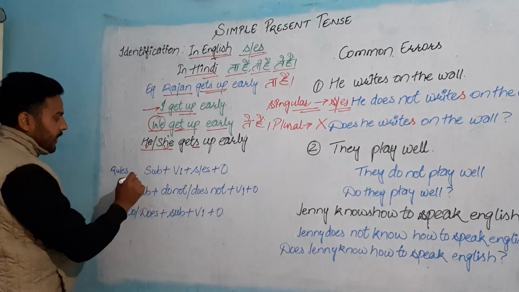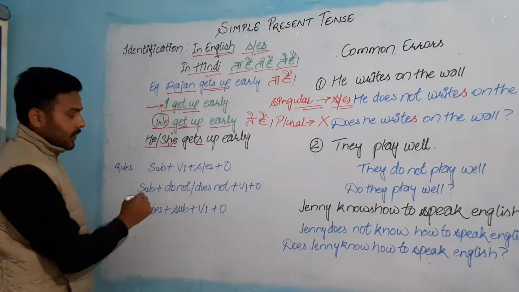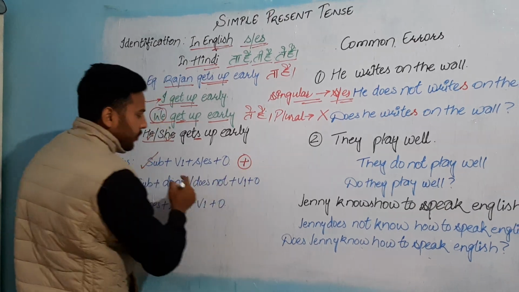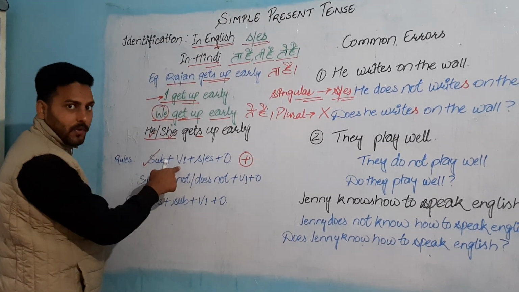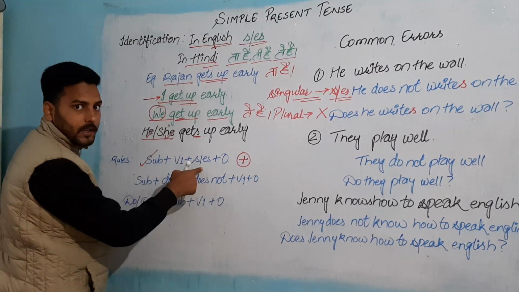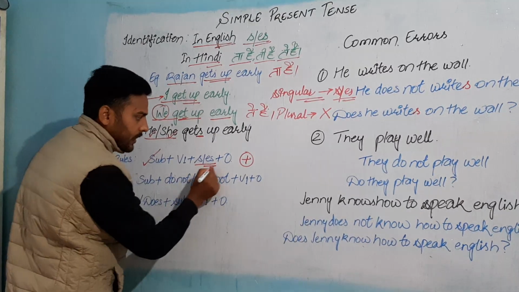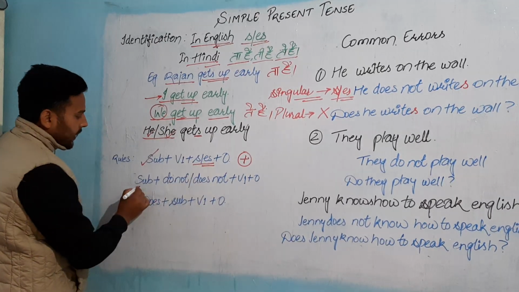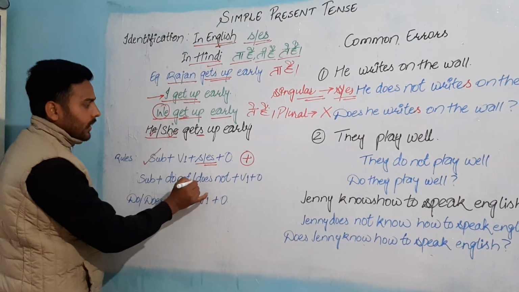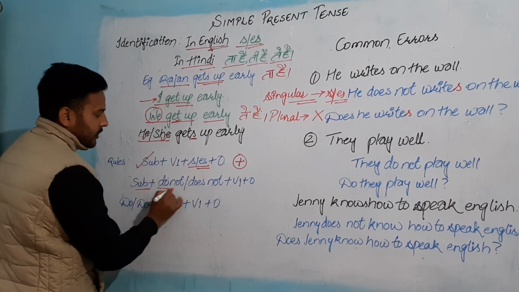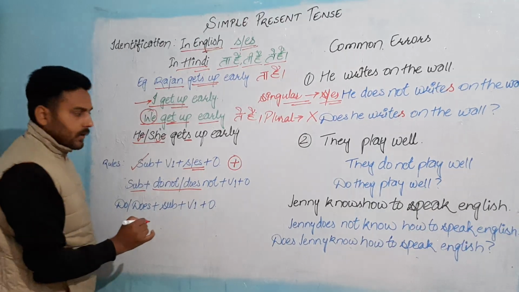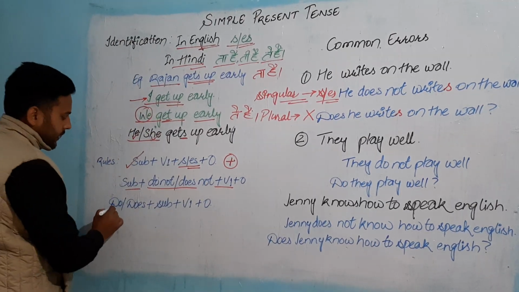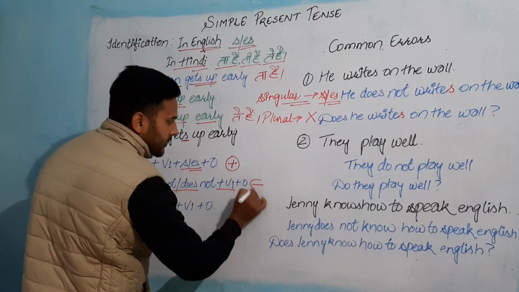Now dear students, look at the rules. For the positive statement we have this rule: subject plus verb first form plus S or ES. Already you understood where we use S and ES with the singular subject. Next, when you have to give the negative statement, now look at there, dear students. Subject plus do not and does not with verb first form, and this is for the negative statement.